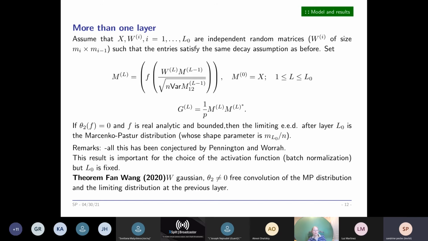In all cases, we get a free convolution of the Marchenko-Pastur distribution and the limiting empirical eigenvalue distribution of the matrix at the previous layer. Okay, so it seems that the spectral measure obeys some kind of recursion formula.